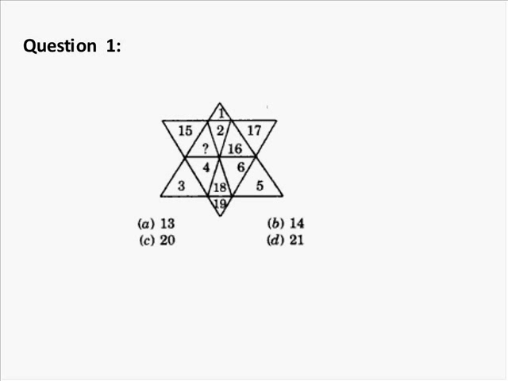Yeah, I think everybody has got it. Here you will see the difference is 1. 17, 16, 1. 5, 6, 1. 18, 19, 1. 3, 4, 1. 2 and 1, 1. So therefore it will be 14. But it could have been 16 also. But it is not there. Okay. So then we move to the next question.